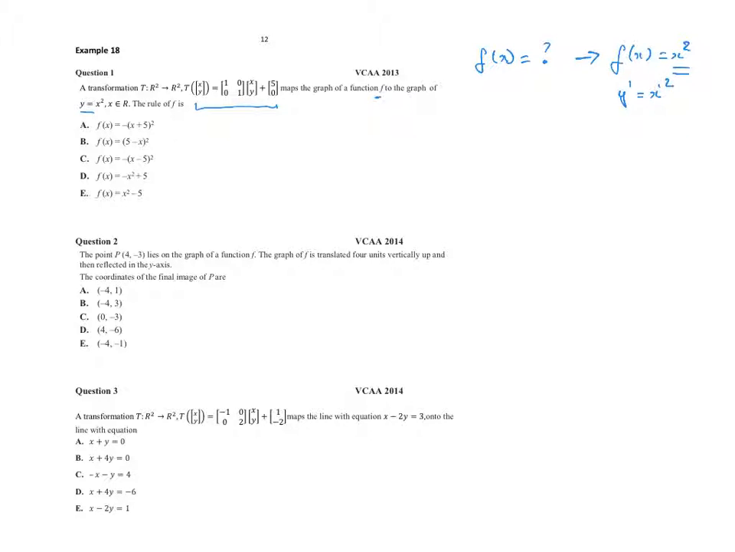That's my new function. So from my matrix, I can see that x dashed is equal to x plus 5 and y dashed is equal to y plus 0. This is my y dashed and x dashed already. So if I just substitute those in, I'll get y is equal to x plus 5 all squared. Now we can see that the only one that's close to that is option A.